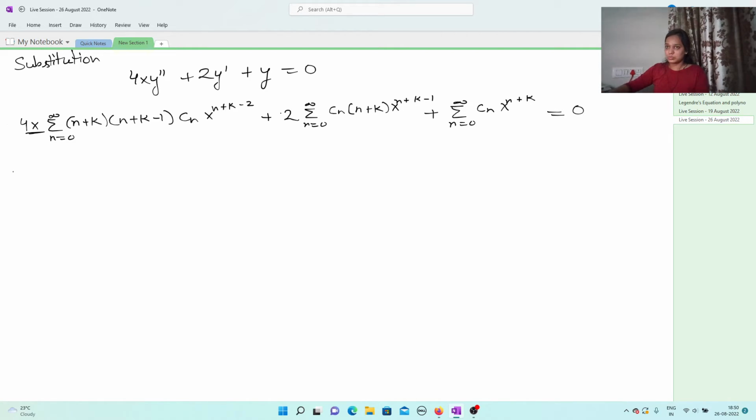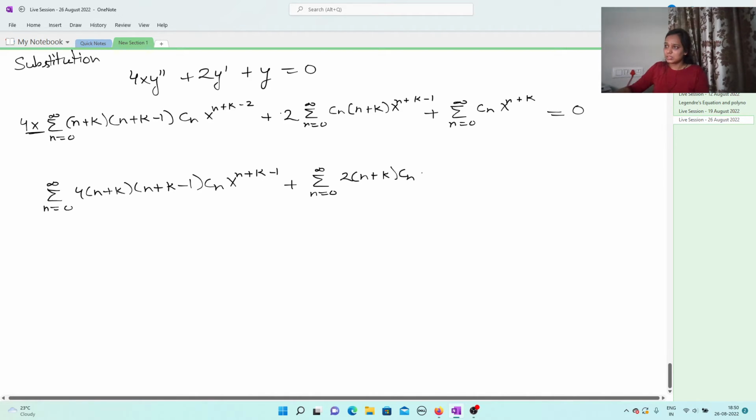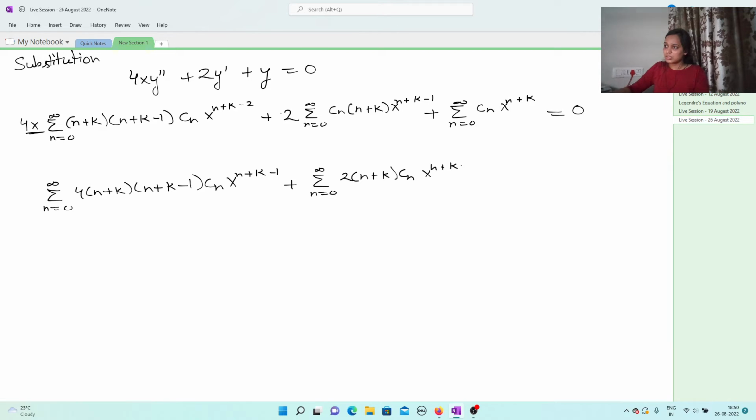Right? So let's rewrite it. Summation n equals 0 to infinity 4(n+k)(n+k-1) c_n x^(n+k-1), and this will become summation n equals 0 to infinity 2(n+k) c_n x^(n+k-1) plus summation n equals 0 to infinity c_n x^(n+k) equals 0.